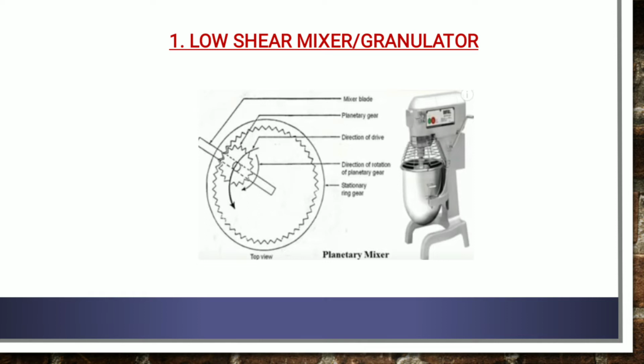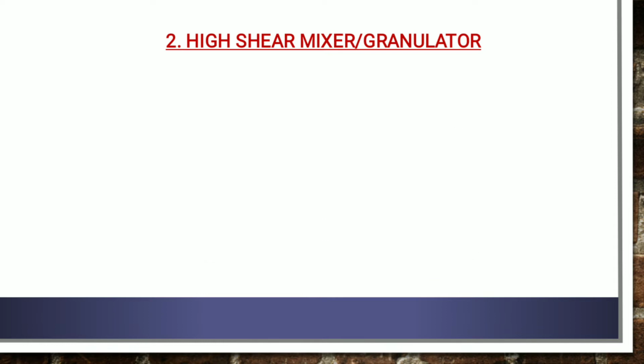As a planetary mixer consists of a paddle, these paddles are responsible for the wet mixing and kneading action required to form granules. The next important granulator or mixer is the high shear mixer or granulator. The high shear mixers are stationary shell mixers with large mixer scraper blades which mix the ingredients, eliminate dead spots and prevent the ingredients from remaining in lumps.